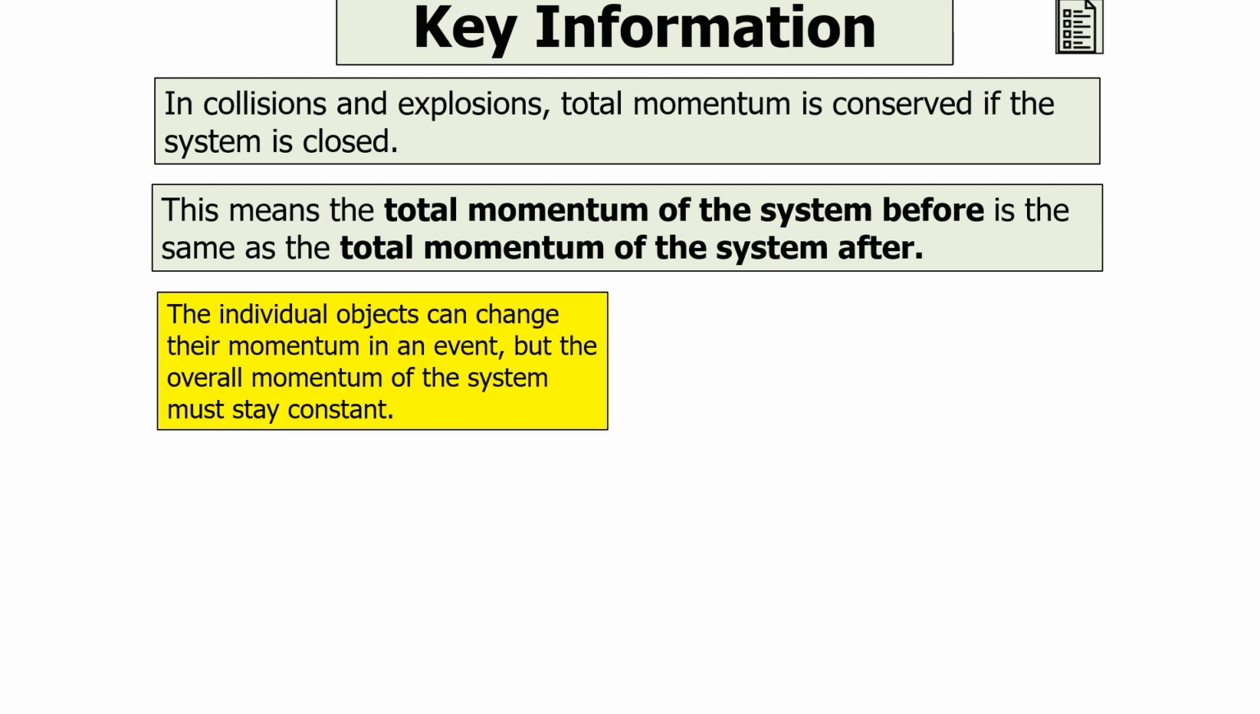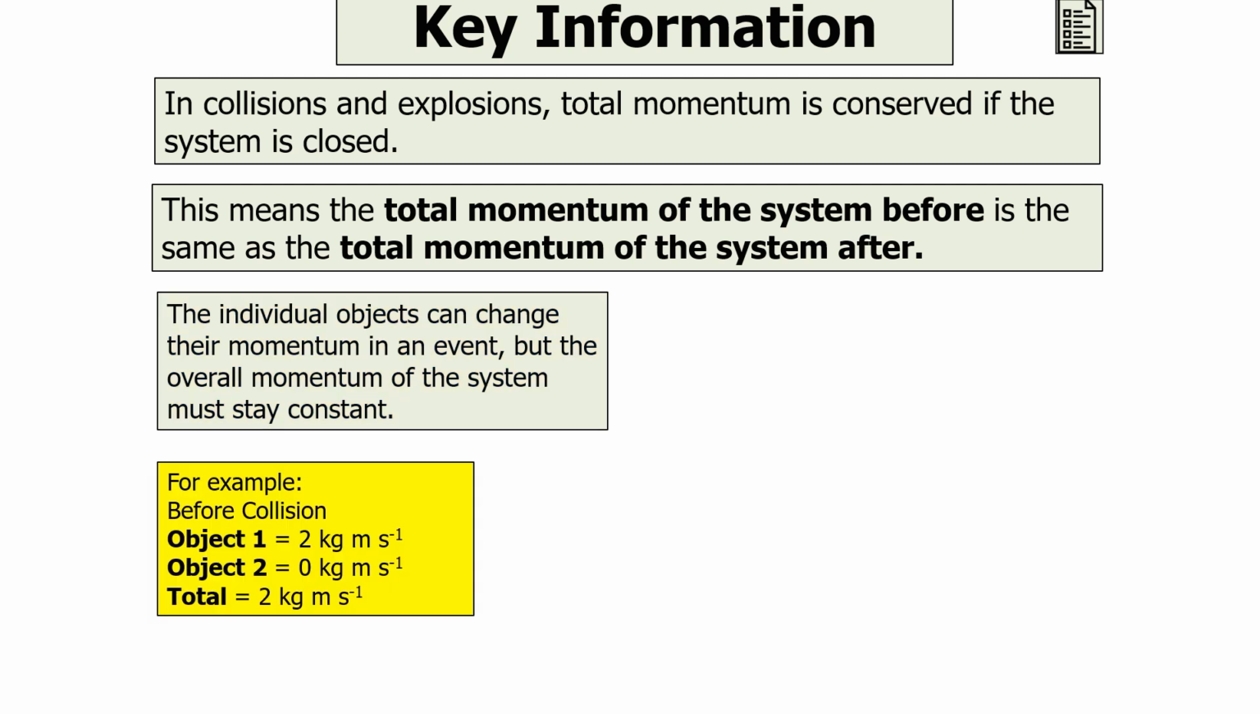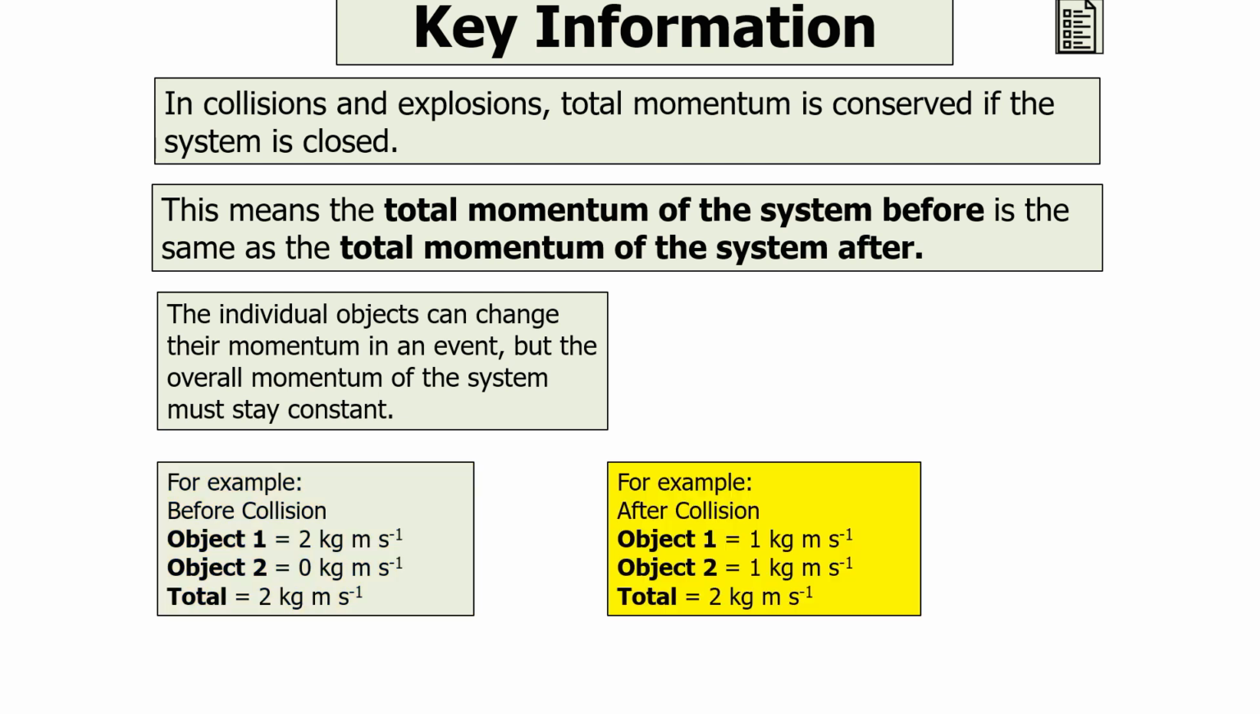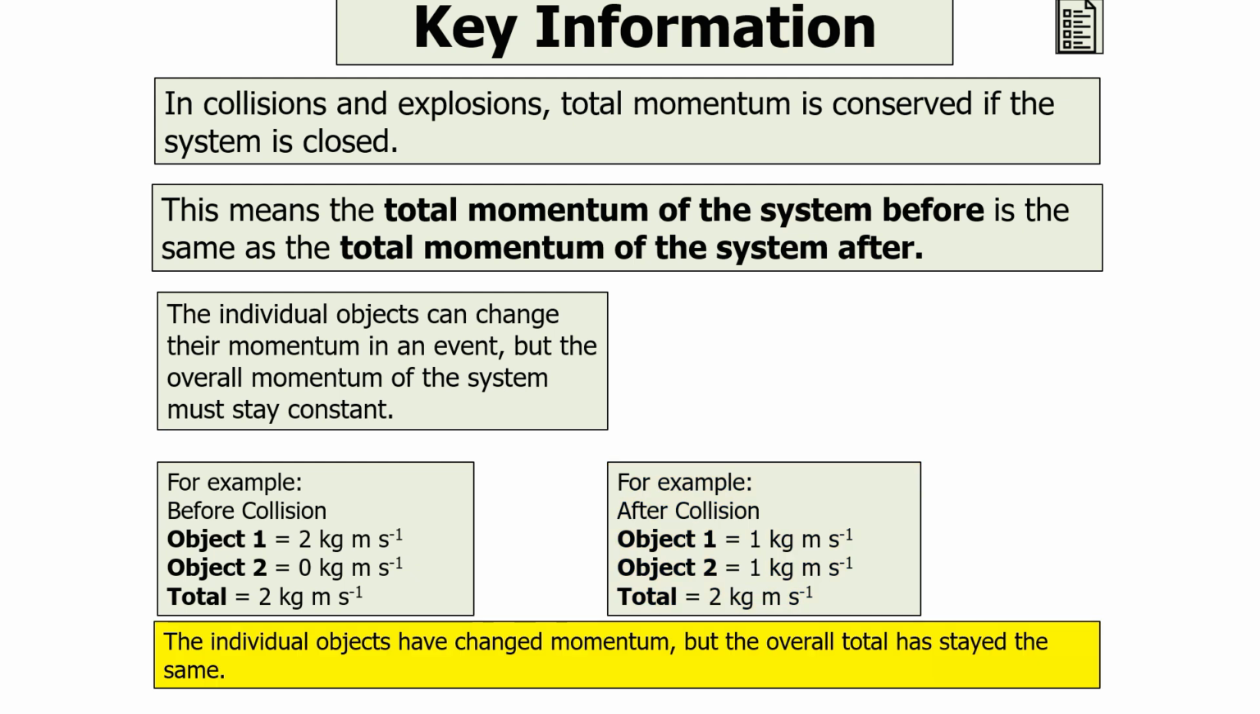Now, the individual objects in the system can change their momentum in an event, but the overall momentum of the system must stay constant. For example, if beforehand object 1 had a momentum of 2 kg m/s and object 2 had a momentum of 0 kg m/s, then afterwards object 1 could have a momentum of 1 kg m/s, as could object 2. So whilst the individual objects have changed momentum, the total overall momentum has stayed the same.